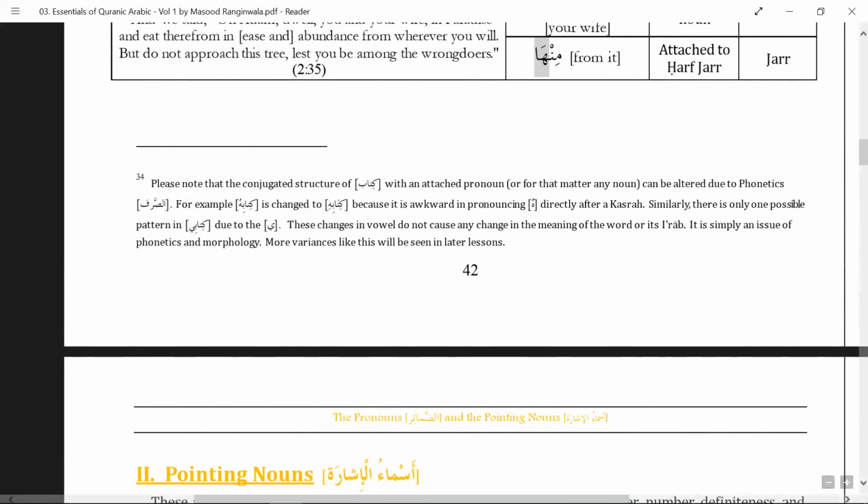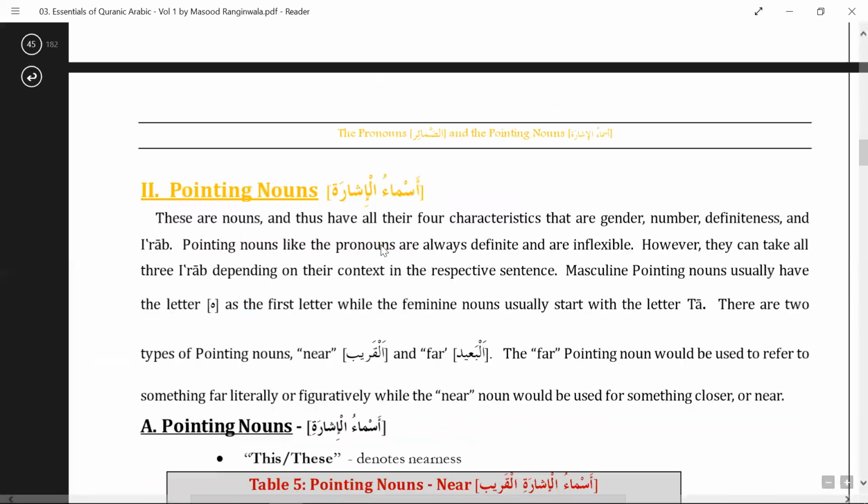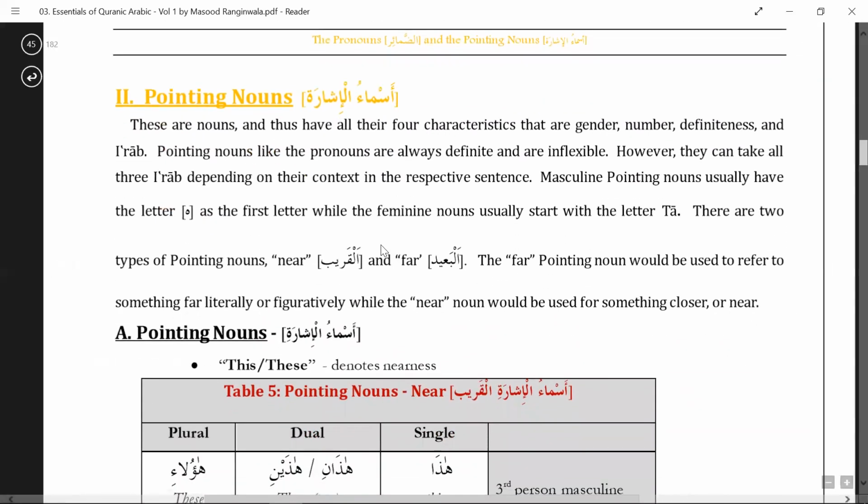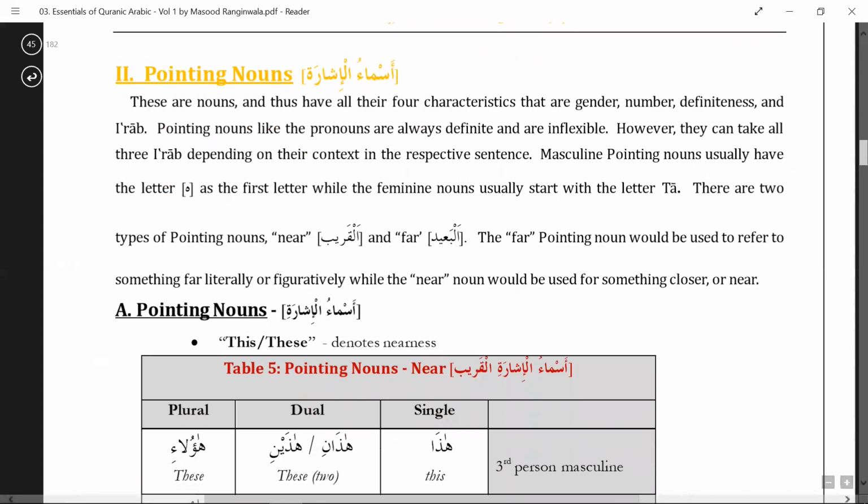These changes in vowel do not cause a change in the meaning of the word or its i'rab. The word meaning stays the same. These changes are only sarf changes. It's an issue of phonetics or morphology, and more variances like this will be seen in later lessons. Inshallah, next class we will do asma ul ishara, which is pointing nouns.